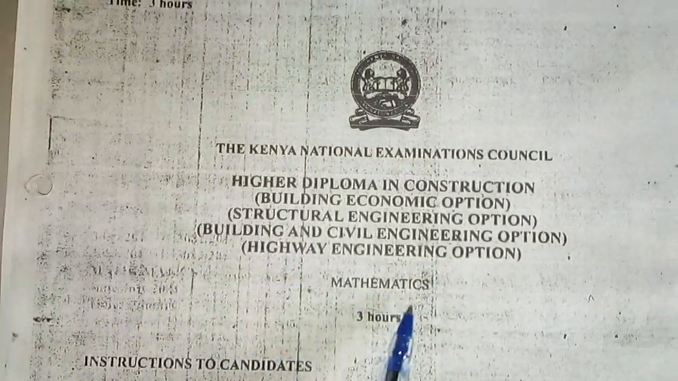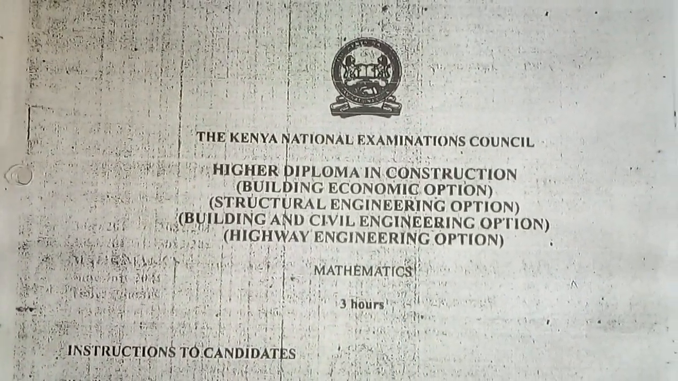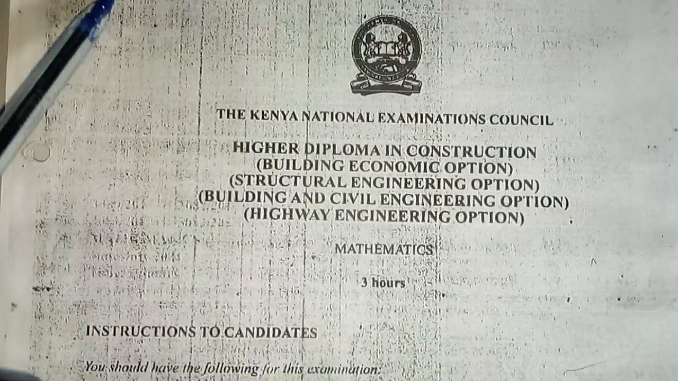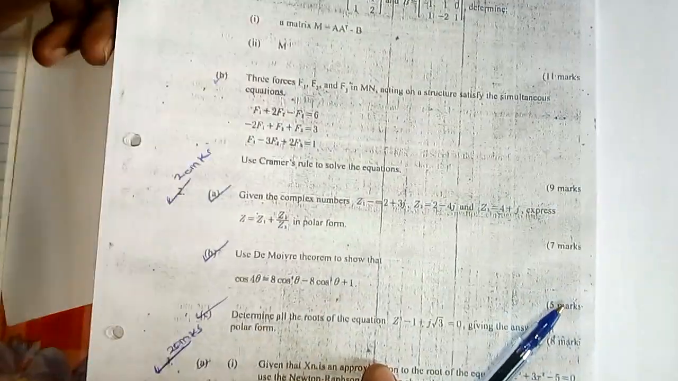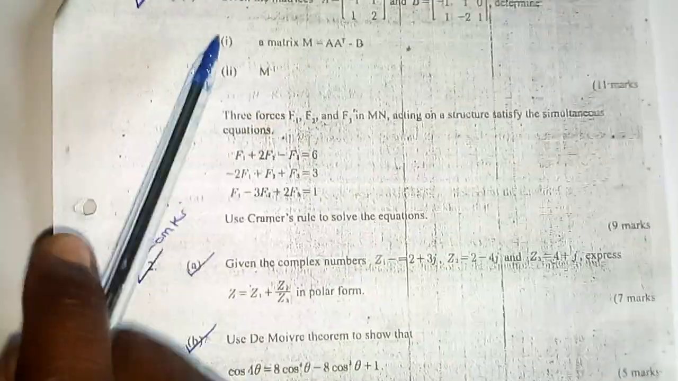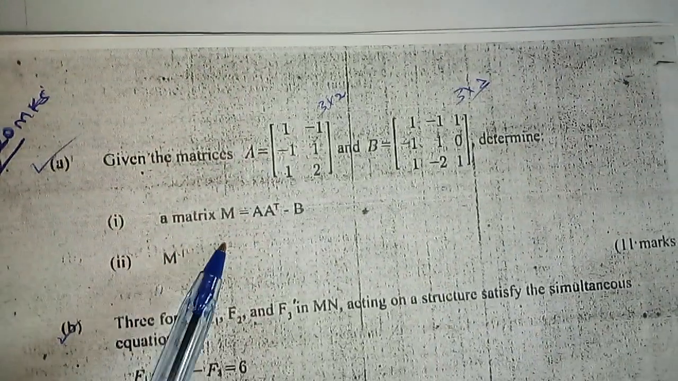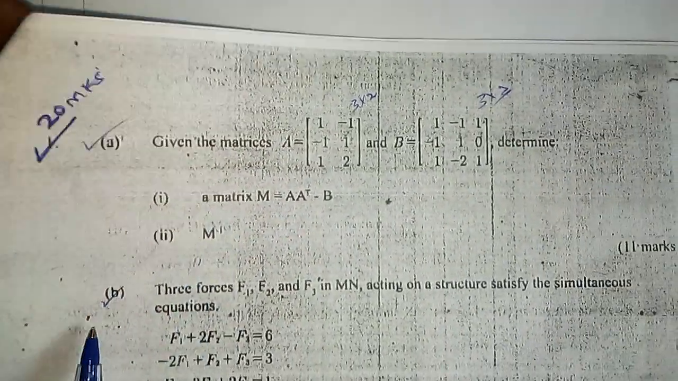This is Mathematics, and you can see this is the July 2021 series. When we check a question under matrix, we want to tackle this one. This is a question from an NEC paper.